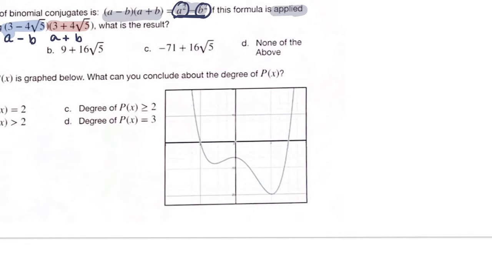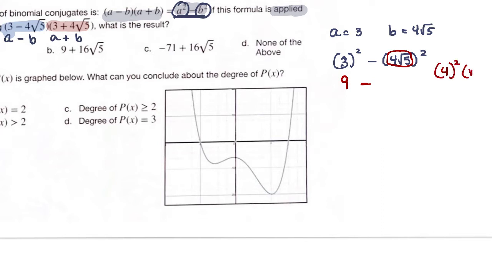And so our a is the 3, and our b is the 4 root 5. And so a squared minus b squared would look like this. And 3 squared is 9, minus, and you got to square this 4 root 5. And some of the students have been having a hard time squaring 4 root 5. This is the way it works. When you square it, you're squaring the 4 and you're squaring the root 5.